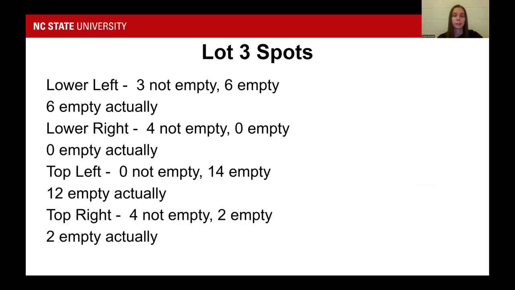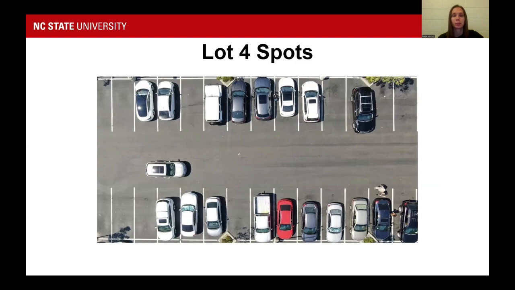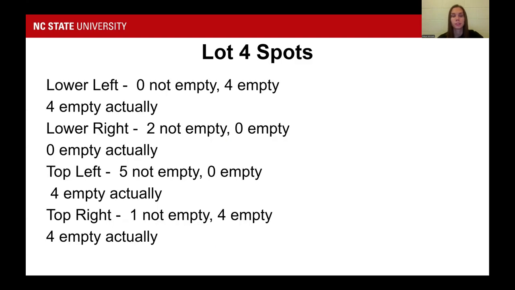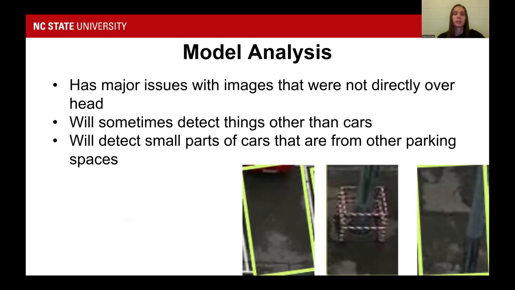This one also picked up empty, and actually 3 quadrants were able to be identified correctly with only the top left missing 2 empty spots. Then parking lot 4 was similar, with some correct and a few being labeled incorrectly. We feel that there were major issues with the images, which were not directly overhead, and the model would sometimes detect things other than cars in the spots, such as small parts of other cars, and it would identify the spot as not empty even if a car could park there.